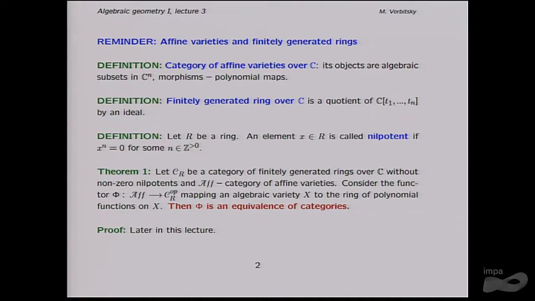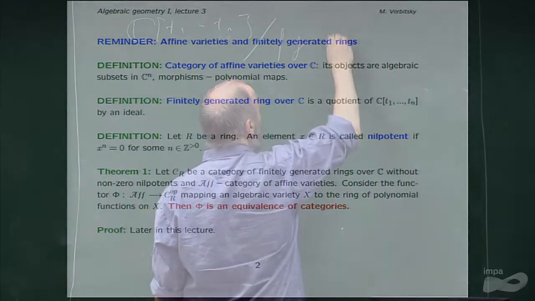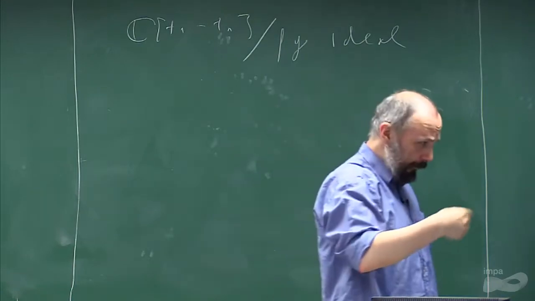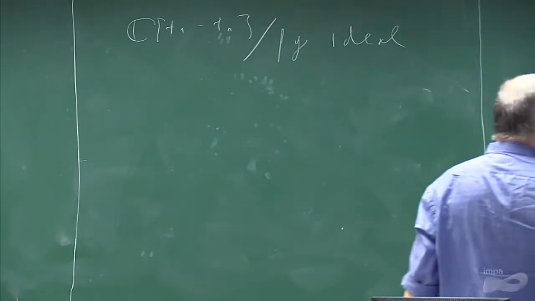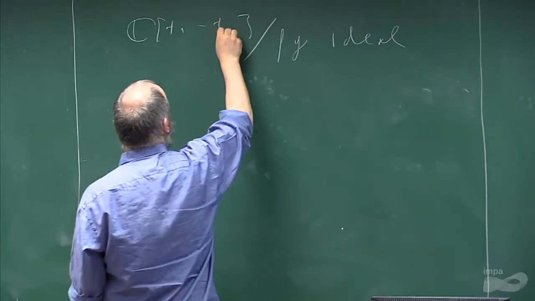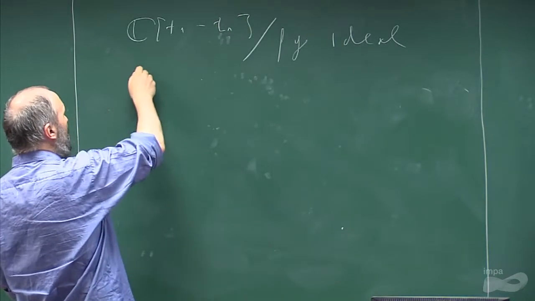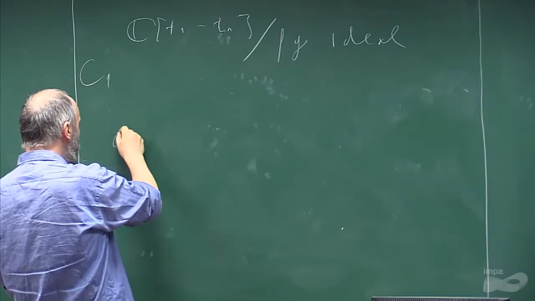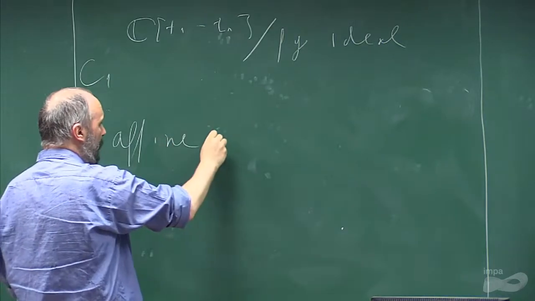Specifically, we need the category of affine varieties. This was again last time, and the category of finitely generated rings. So you have C of T1 to Tn quotient by a finitely generated ideal. In fact, all ideals are finitely generated. This will be next time. I mean, this particular ring. And this is one category, C1, for instance. Another category is the category of affine varieties.